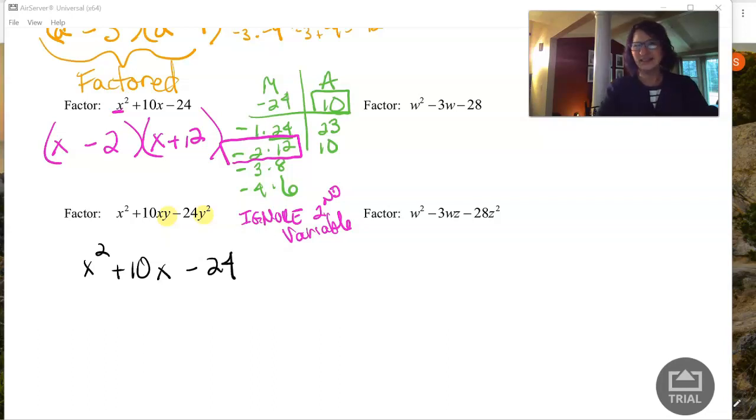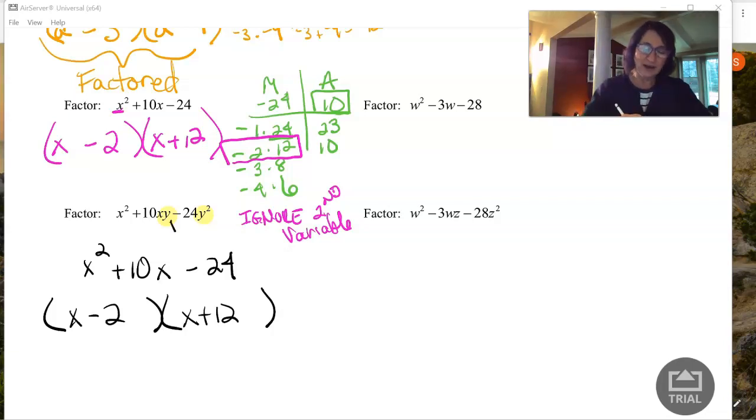Oh, that's exactly the problem I just did. I just did that one up above, so I don't need to redo it. I'm just going to go ahead, copy down my 2 binomials, put in x minus 2, x plus 12.